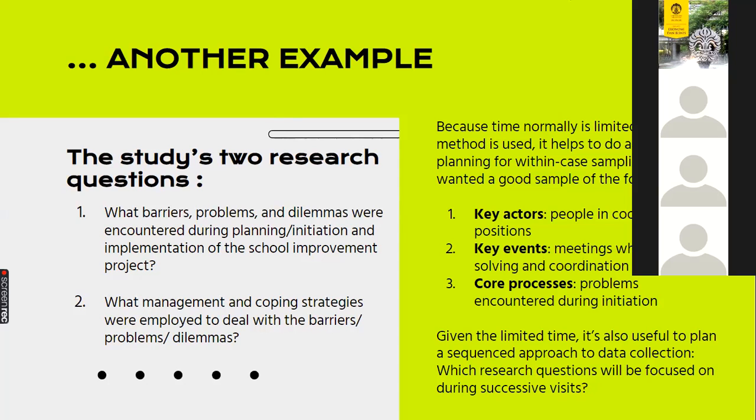We want a good sample of the following: key actors, key events, and core processes. Given the limited time, it's also useful to plan a sequenced approach to data collection, so we can choose which research question will be focused on during successive visits, or in every visit we will directly focus on these two research questions from a total of 14 research questions. Next.